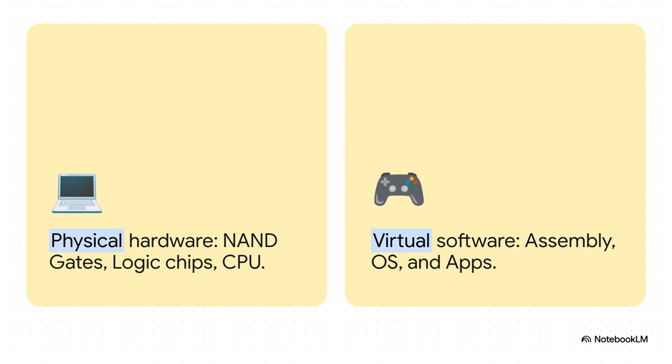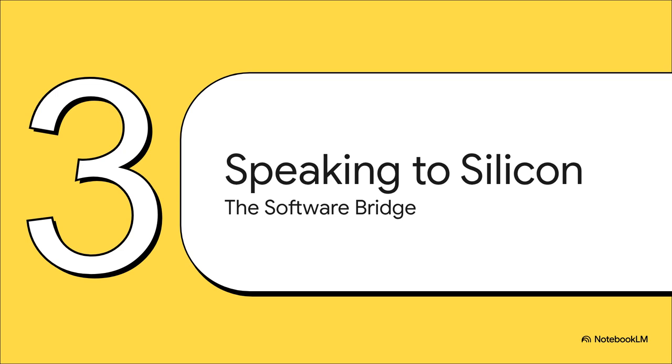And here is the massive pivot point in our whole ascent. On one side, we've got our physical hardware foundation, tangible things like NAND gates, logic chips, CPUs. But on the exact opposite side, that physical foundation of wires miraculously gives way to the virtual realm of code, assembly, OS, and apps. It is the definitive dividing line between the physical world and the digital world. Which leads us perfectly into part 3, speaking to silicon, the software bridge.